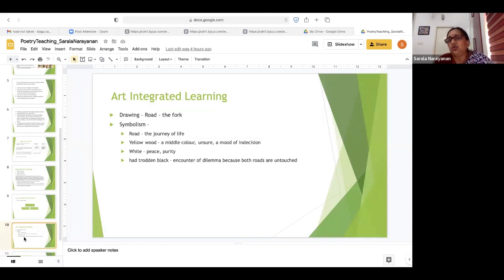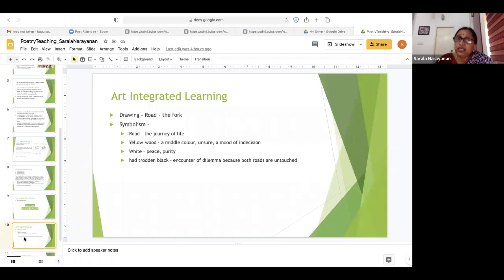Next, yellow is a middle color. It's neither red nor white, pure. It is a center color. So when it is a center color, the mood of indecision is also seen here. But when it comes to white, of course, it symbolizes peace and purity. All of you know that. It is a very simple one.